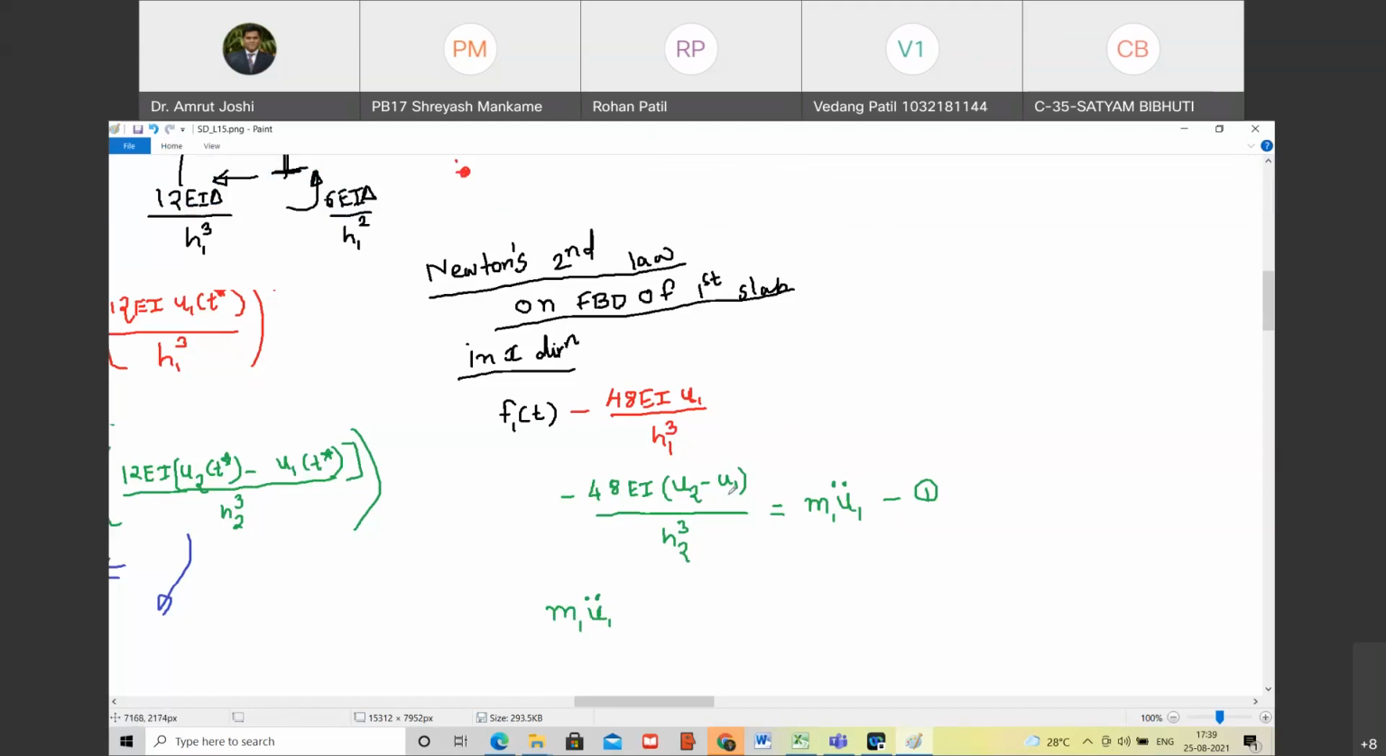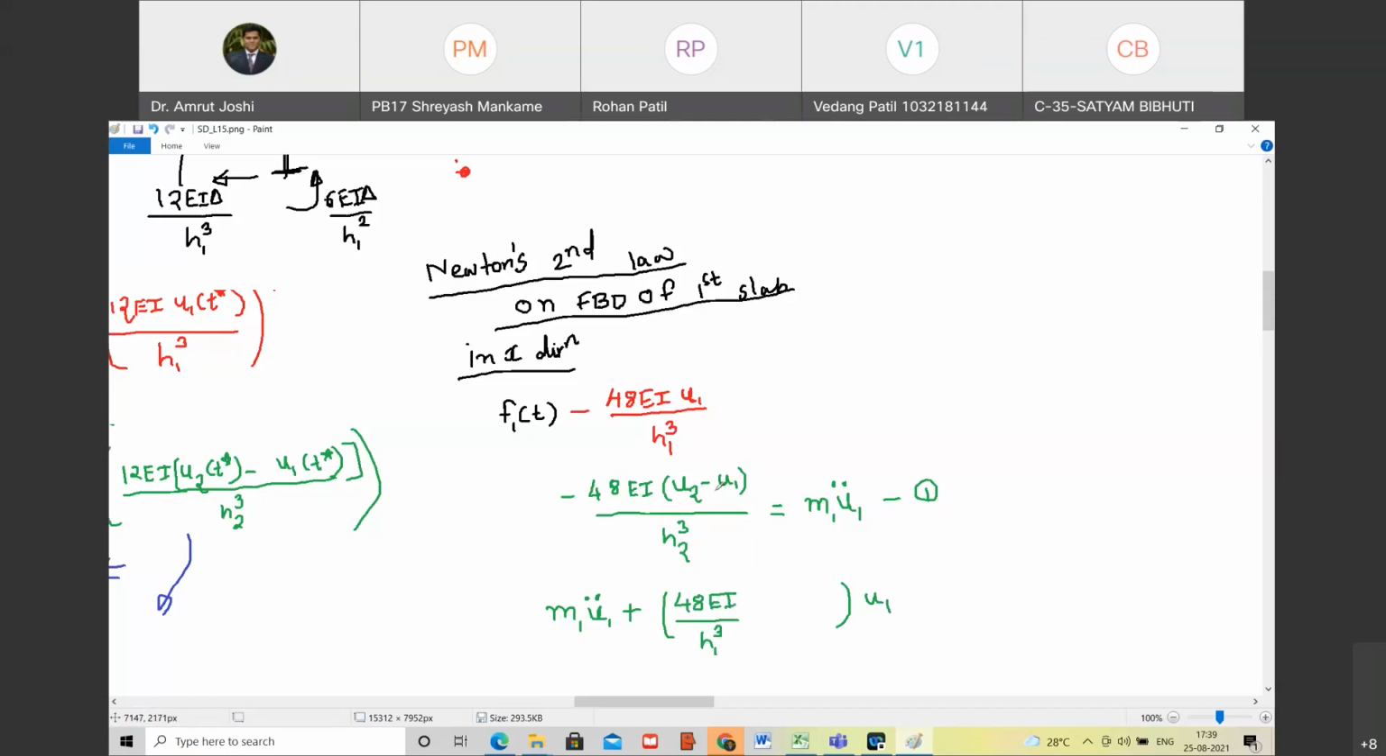Then you are going to have u1 वाले टर्म्स, तो ये टर्म उधर जाके plus होने वाला है. Do you agree with me? This term will go on the other side and will become positive. Agreed? Yes, sir. So I am writing the plus side. What is that term? 48 EI upon H1 cube. Happy? Yes, sir. Into U1. So I am going to write down that U1 here. Happy? Yes, sir. लेकिन U1 का एक टर्म इधर भी है, जरा देखो.